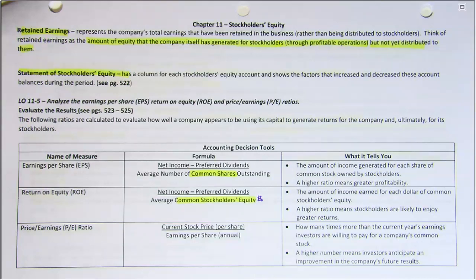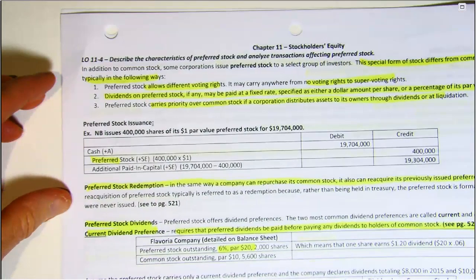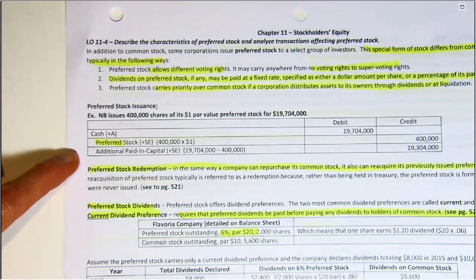And that's the end of Chapter 11. Remember, there is a problem in your Blackboard Chapter 11 folder dealing with preferred stock dividends.